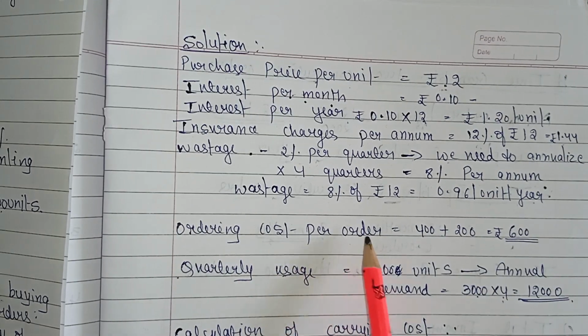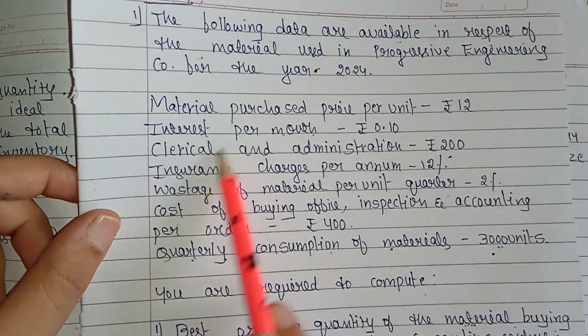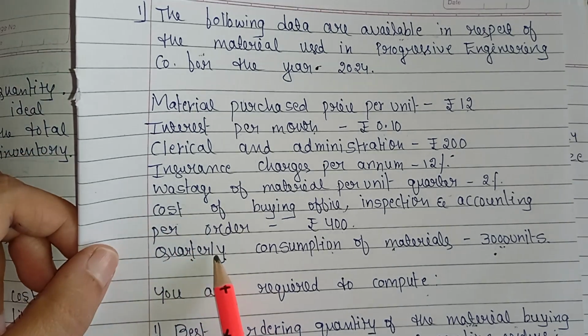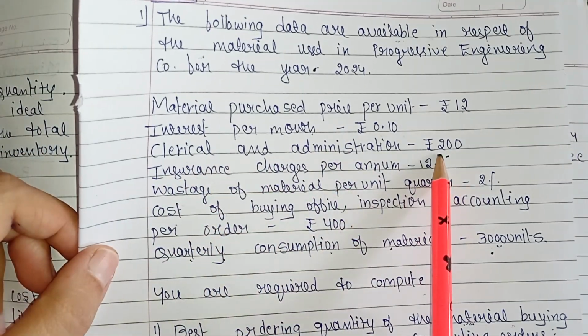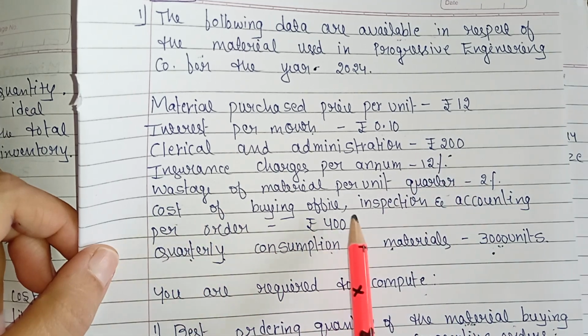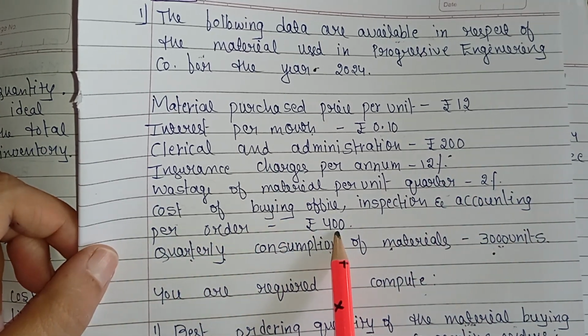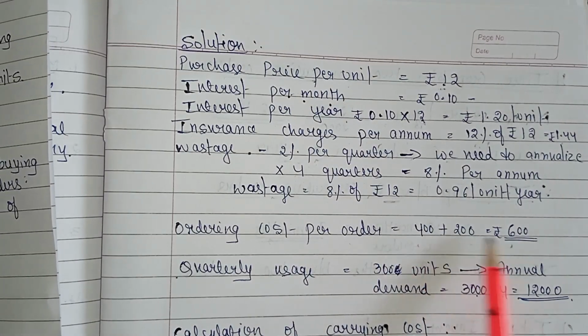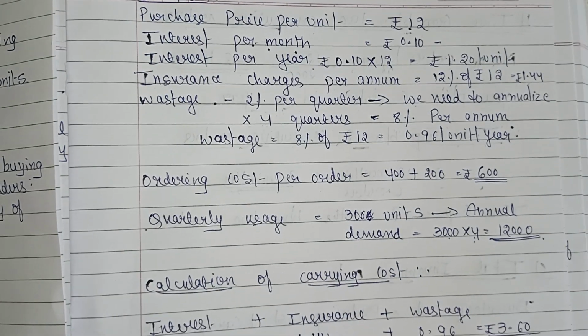Now ordering cost per order. Ordering cost includes shipping and administrative cost. Right? So in the problem, see here, clerical and administration, that is rupees 200. And cost of buying office inspection and accounting per order, that is rupees 400. These are all ordering cost. Means rupees 400 plus 200 equals rupees 600. This is our ordering cost per order.